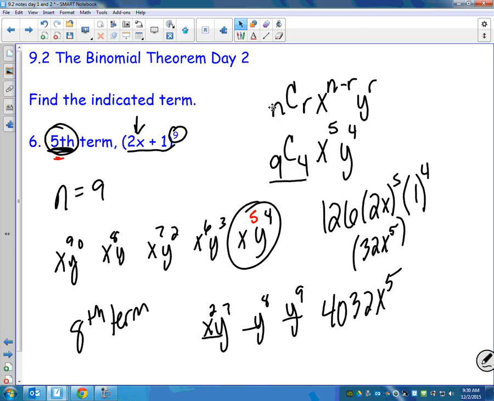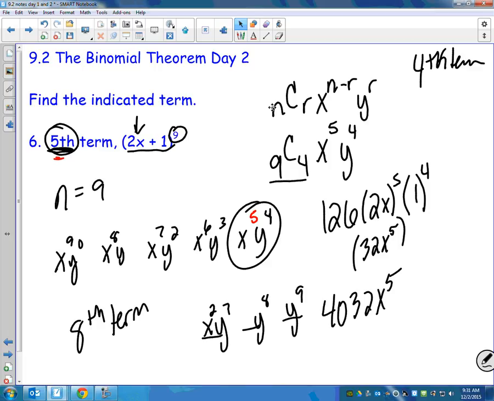So I think this is what I said first. I think that's true. Whatever the term is, the y exponent is 1 less than that. Does that work on both of these? For the 5th term, the y exponent was 4. For the 8th term, the y exponent was 7. Let's try the 4th term.